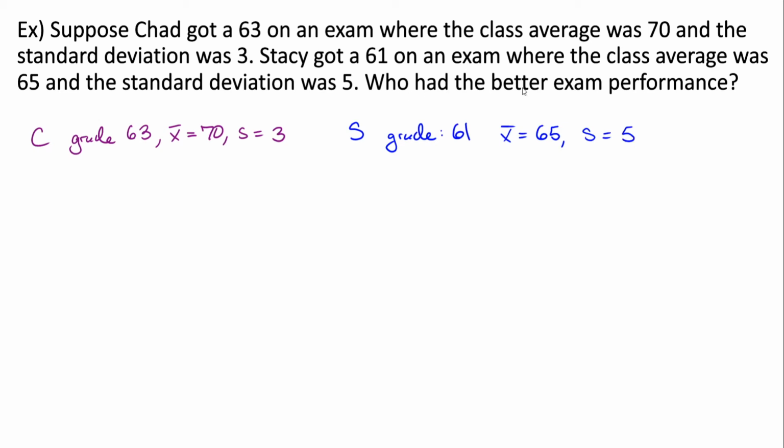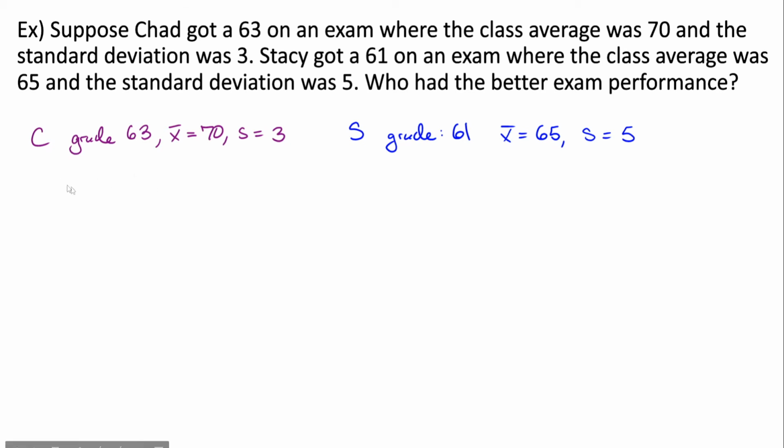We'll treat this the same way as the last example. We need to find the z-score for both grades and then see which z-score is higher. Now one thing we might notice is that both of these grades are below the class averages. So they're both not good grades, but one of them is probably fewer standard deviations below the class average than the other one is, and that'll be our better grade.